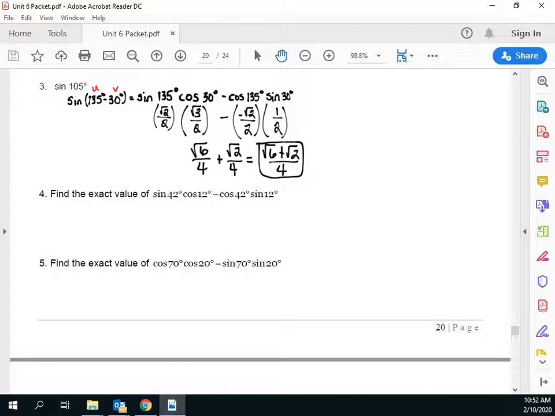Well, great. We've done 3 different problems. We end up with all the same answers. What is the reference angle to 105?